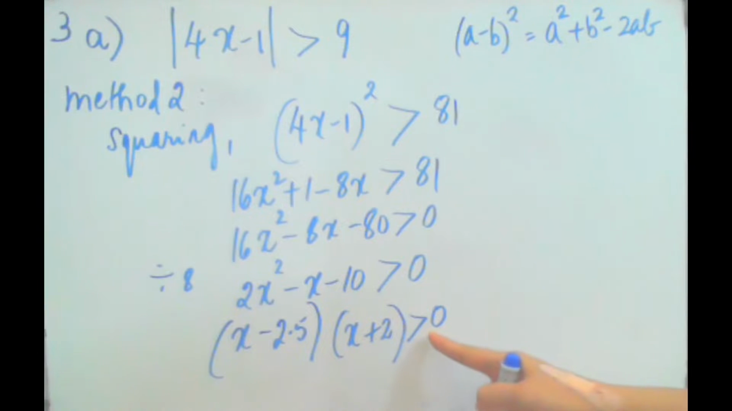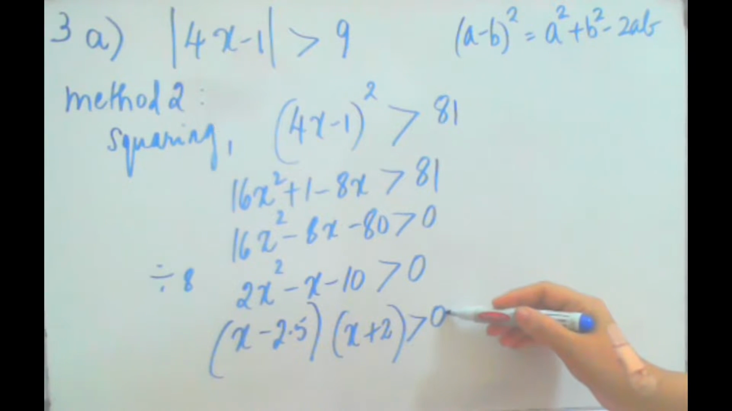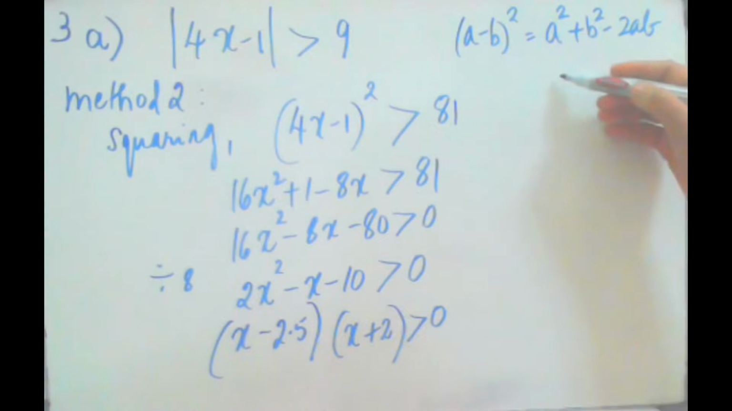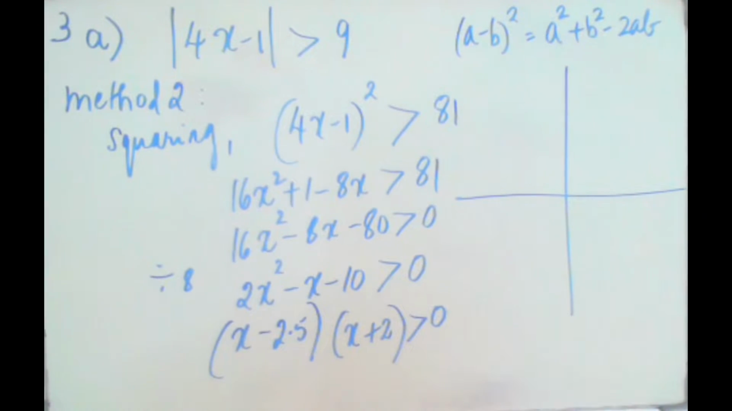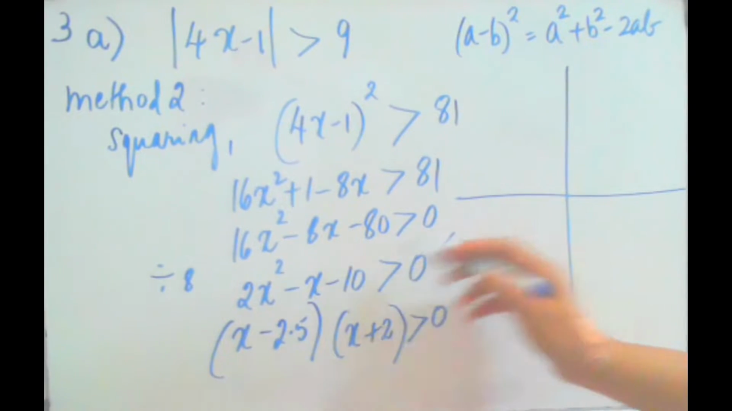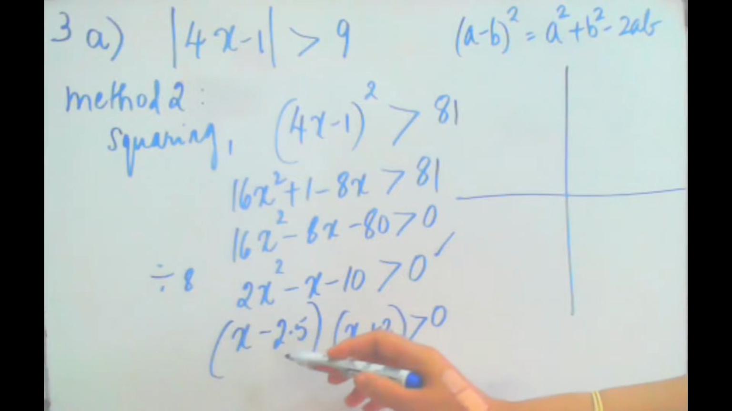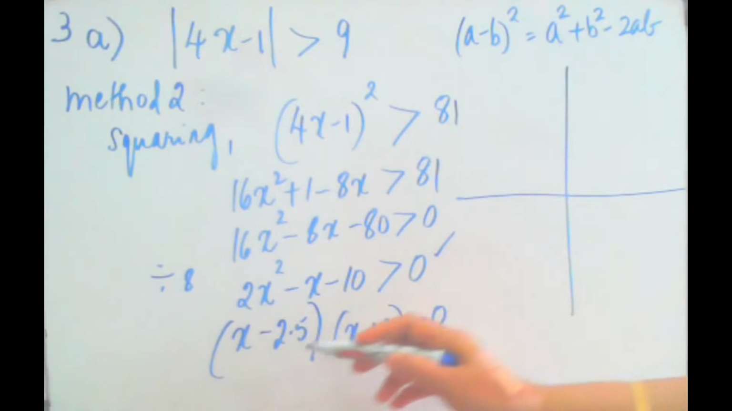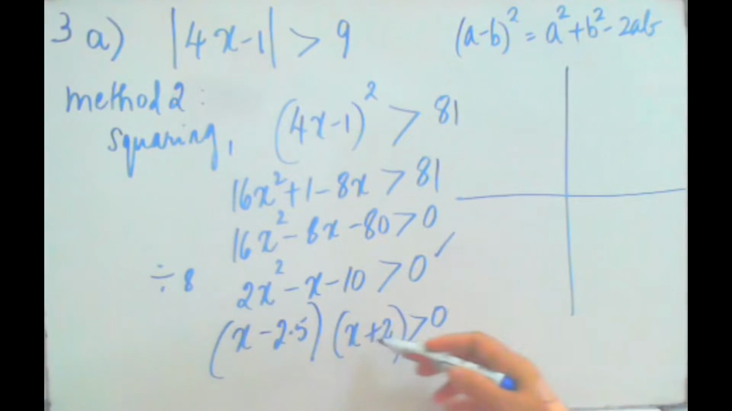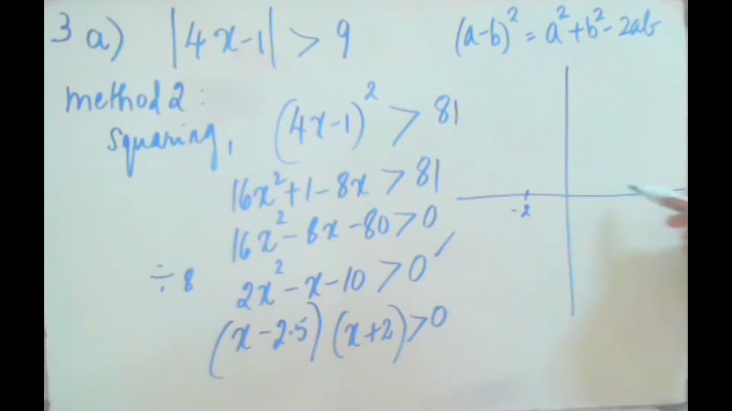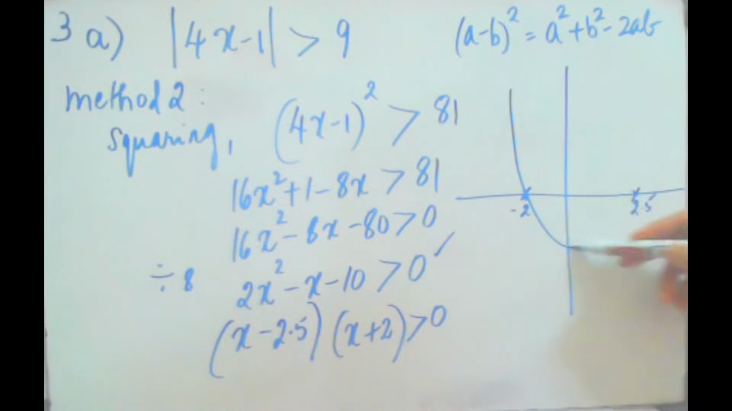Now how do we decide which are the values of x for which the y value, this side is always y value, is greater than 0? The simple way to decide is to draw the graph. We know this is a quadratic expression with the factors 2.5 and minus 2. So minus 2 is here, 2.5 is here. These are the x-intercepts. So the graph looks like this.